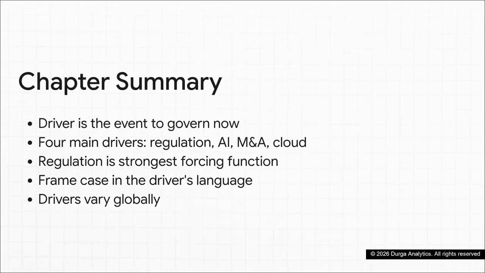A business driver is the now event that forces a company to act. There are four main ones: regulation, analytics and AI, M&A, and cloud migration. Regulation is usually your strongest forcing function because of those hard deadlines. Remember to always diagnose the dominant driver and frame your business case using its specific language. And lastly, those drivers are going to shift depending on where you are in the world.